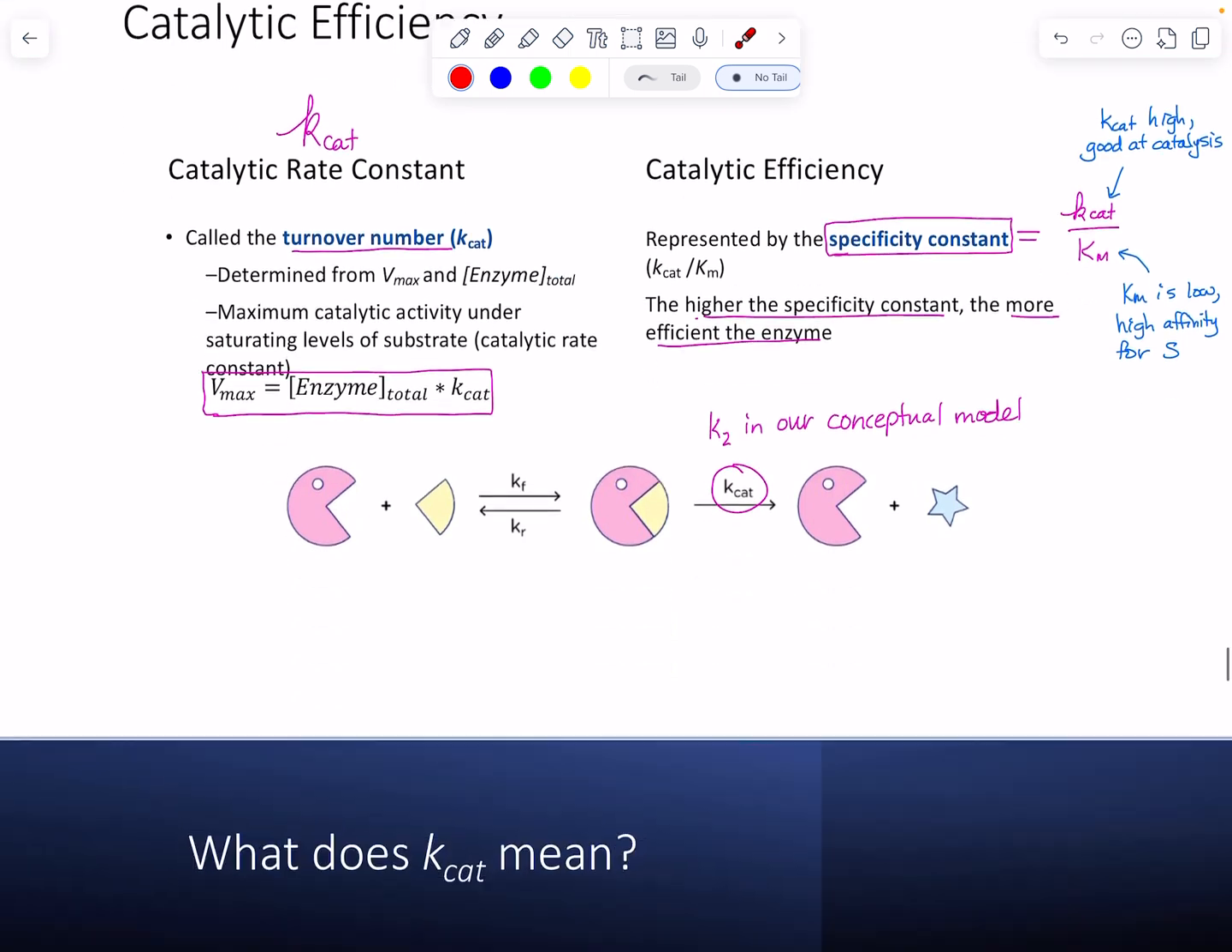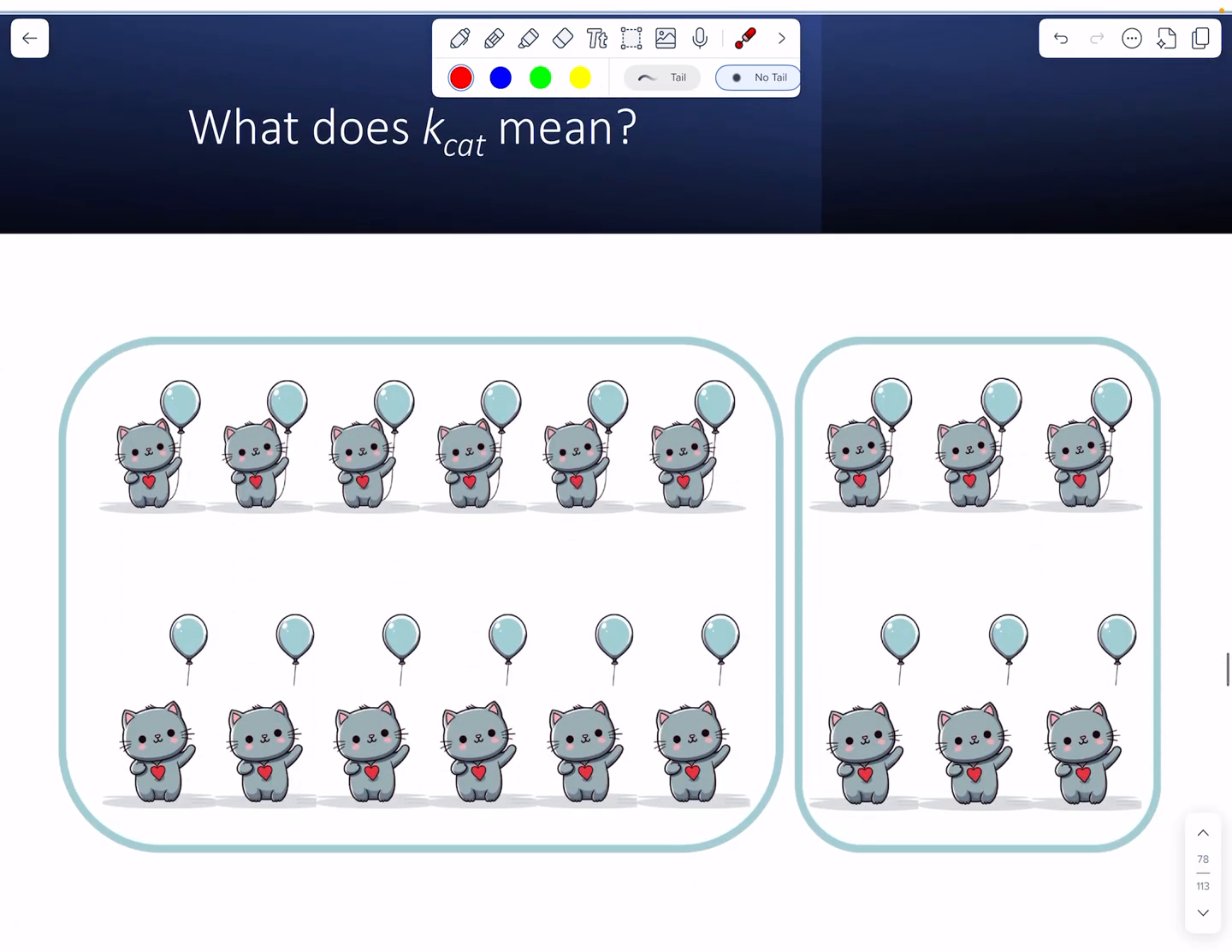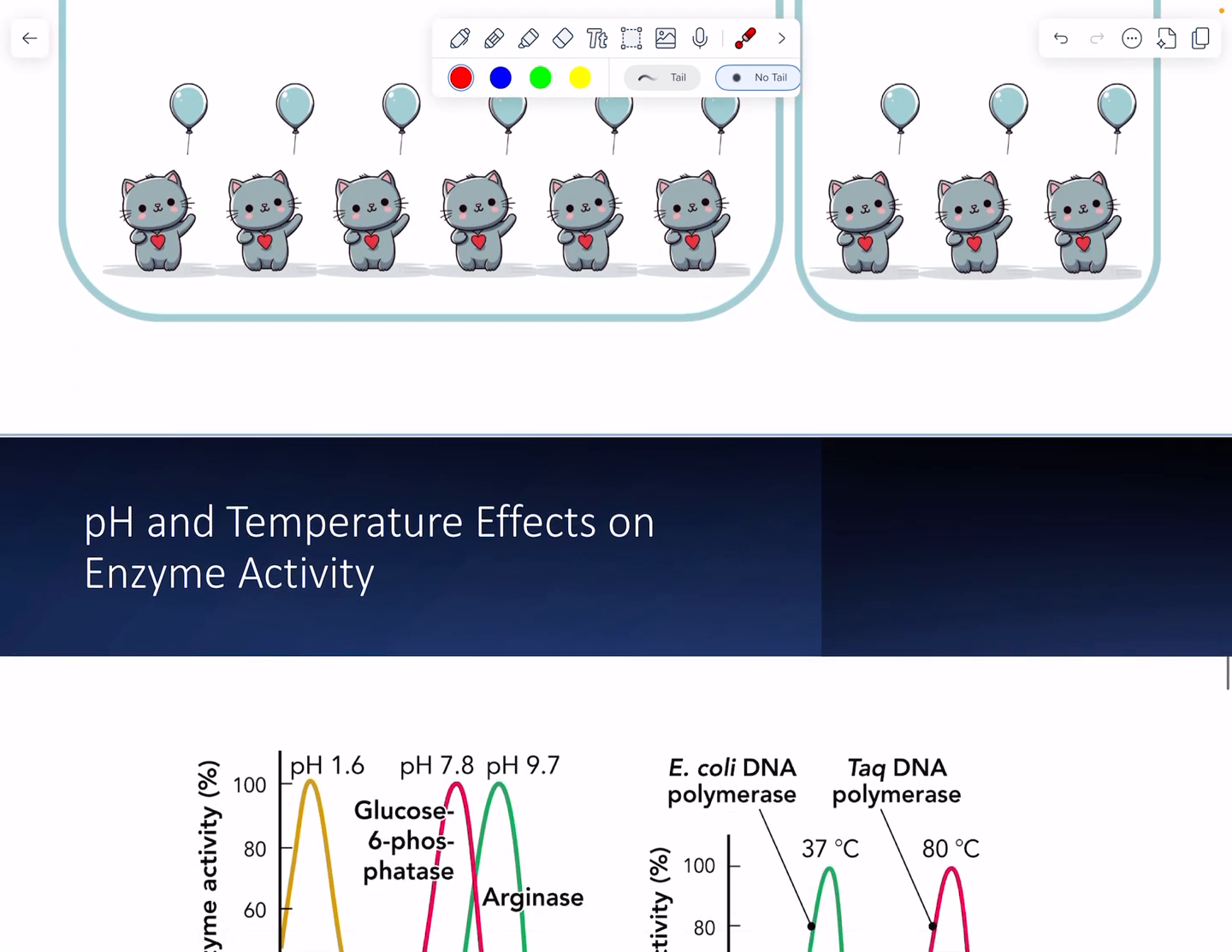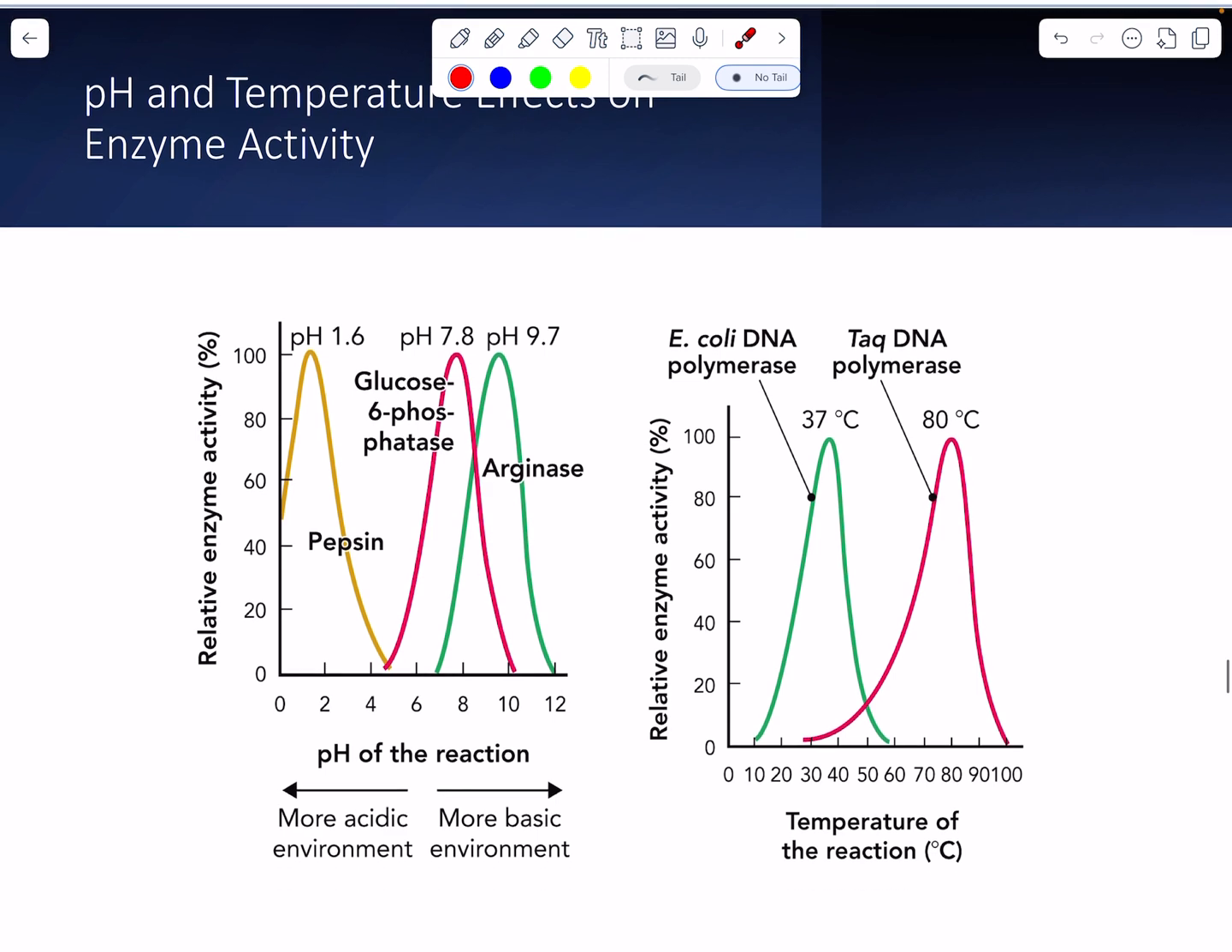All right. And this is just a repeat of the slide because, of course, I like cats, and I like cats with balloons even better. All right.